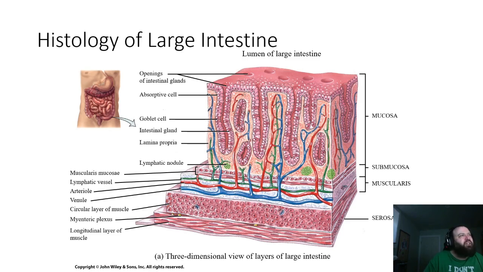But the key point when you consider the large intestine is that it's nothing compared to the small intestine with respect to those massive infoldings. The large intestine doesn't seem to be dealing with the same sort of surface area to volume ratio that the small intestine had to deal with. The large intestine is much less infolded.